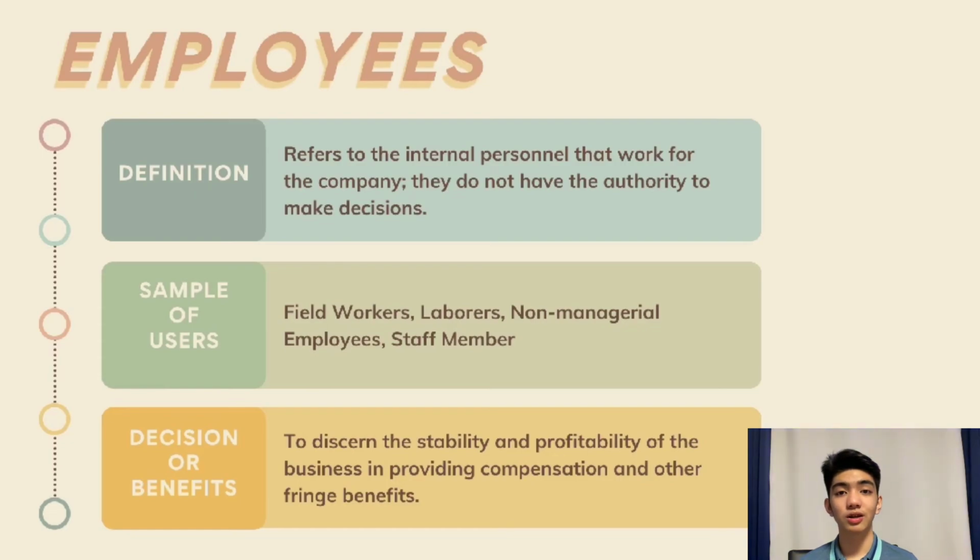Employees use accounting information to discern the stability and profitability of the business in providing compensation and other fringe benefits. Fringe benefits are the perks that employers give to their employees above any financial compensation. Furthermore, does the company have the capacity to acknowledge their concerns when they request increased wages? Or does the company ensure security and provide them long-term employment? So those are some of the reasons why employees examine the financial position or information of the company.